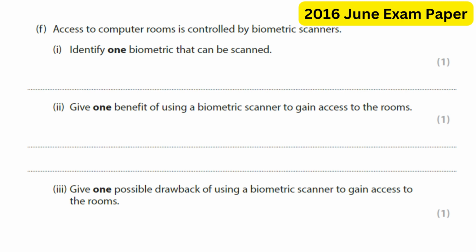Access to the computer room is controlled by biometric scanners. Identify one biometric that can be scanned. We learned a few of the biometrics that we can use. It could be either fingerprint or thumbprint, or your retina, or face recognition, or palm print, or voice recognition. It is given only one mark, so you can write one of those. But you need to remember that if you write "finger", it won't give you any marks. It should be fingerprint.